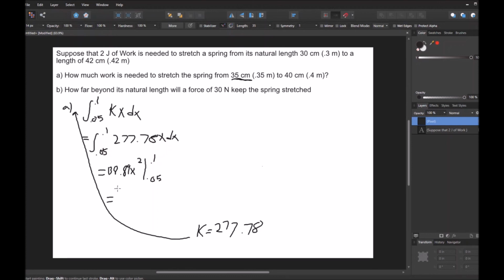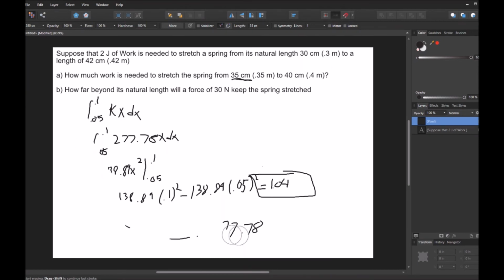And now if we were to write it out, it would be 138.89 times 0.1 squared minus 138.89 times 0.05 squared. And now if you were to do this all out on a calculator, you'd get that the answer is 1.04. So that would be your answer for part A. But again, we are not finished there, so we still need to keep going.